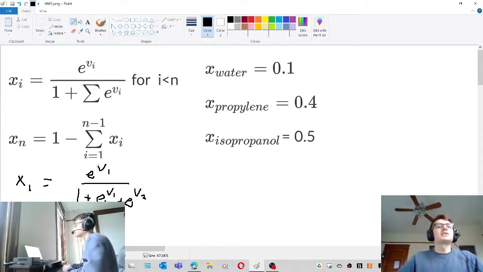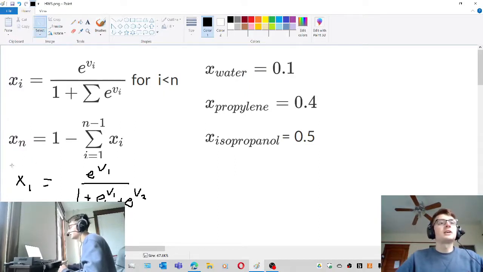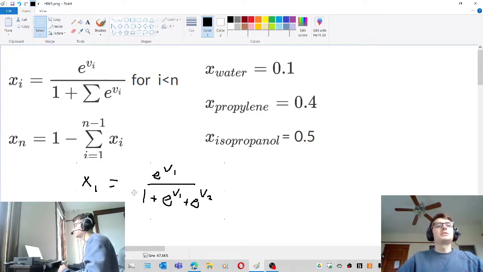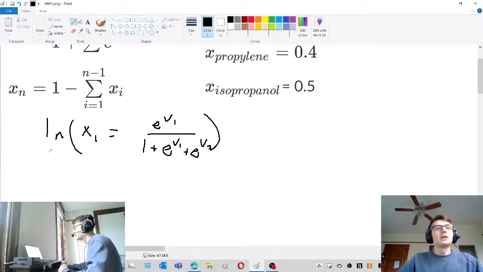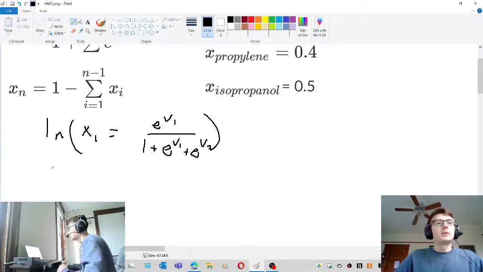Now, how do we turn this into something in terms of v, something that says v1 equals something? We want to go from knowing x to having v. You can tell by this term up here that we're going to have to take the natural log. So I'll take the natural log of the whole thing, and I find that the natural log of x1 is equal to the natural log of e to the v1.